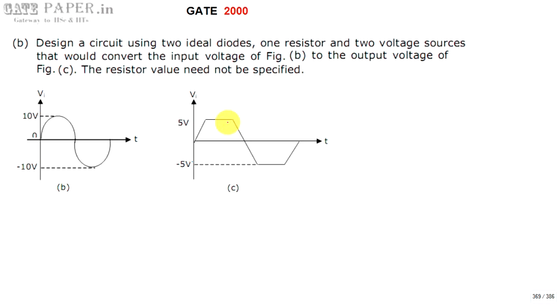For that you can go with two ideal diodes, one resistor and two voltage sources. This is a problem of a two level clipper. That is, clipping action is taking place at two levels, at two references. One is at plus 5 volts, the other is at minus 5 volts. So how to design the circuit, now we will see.